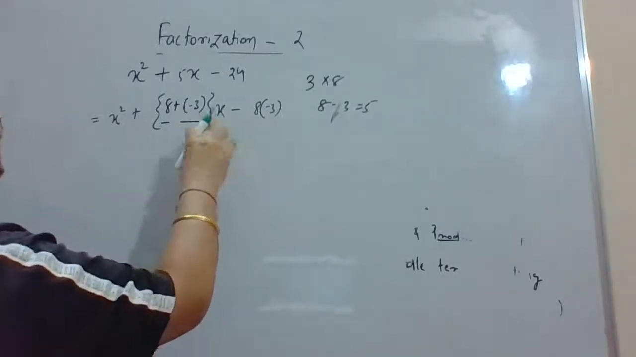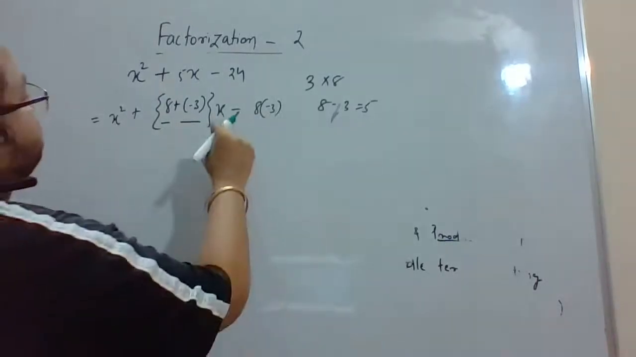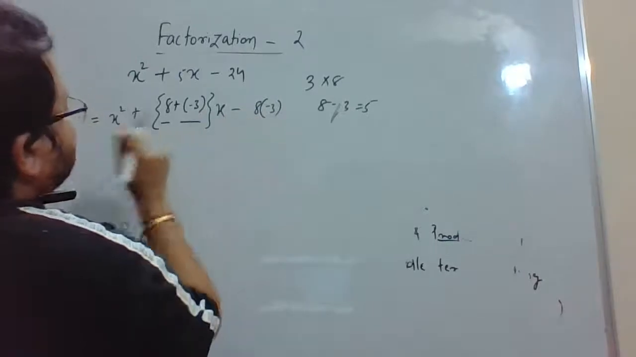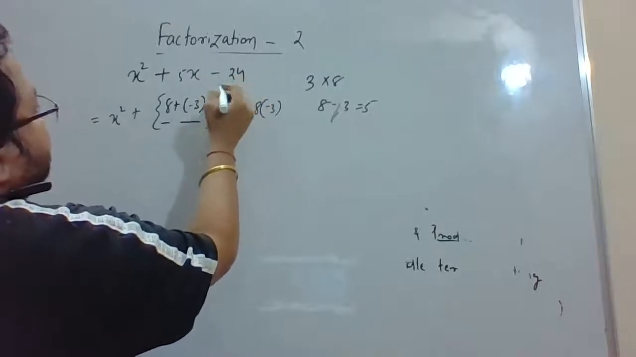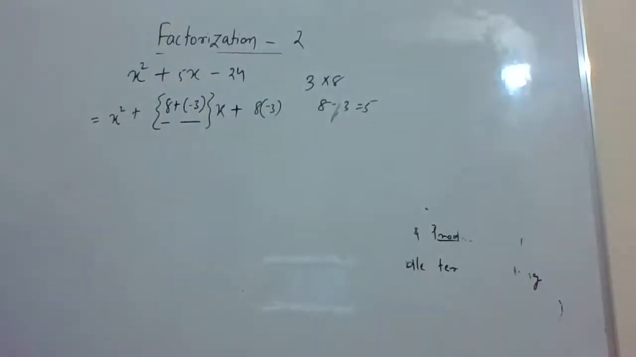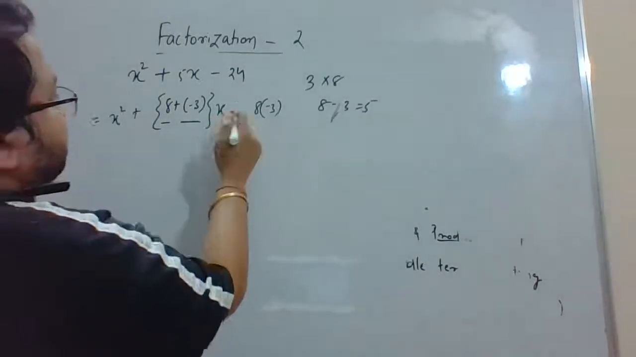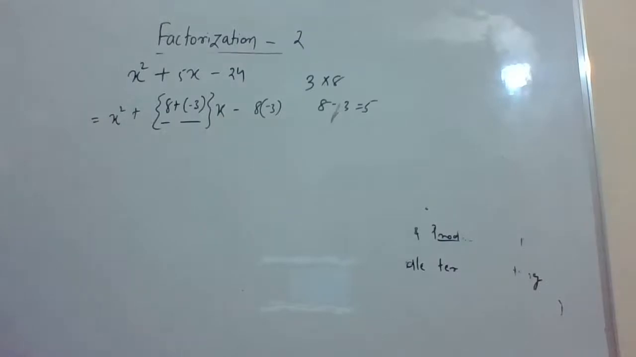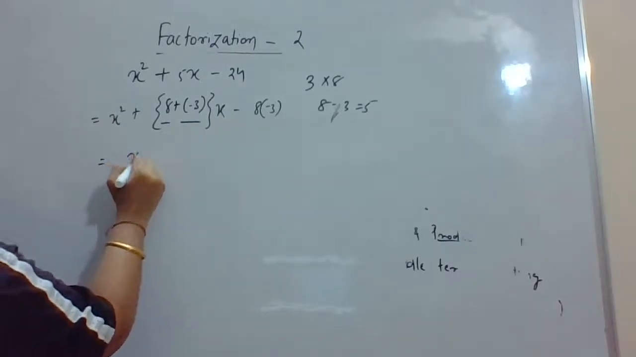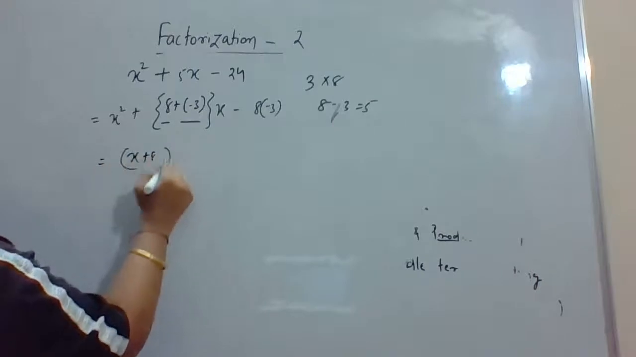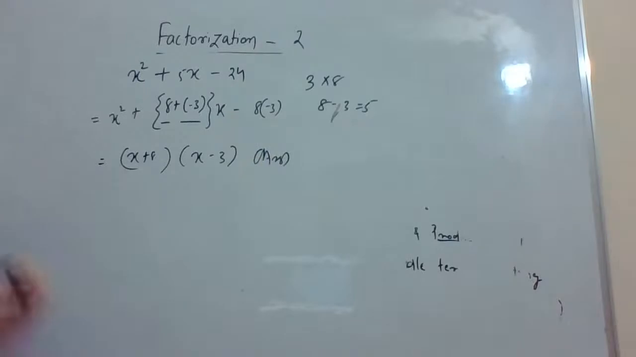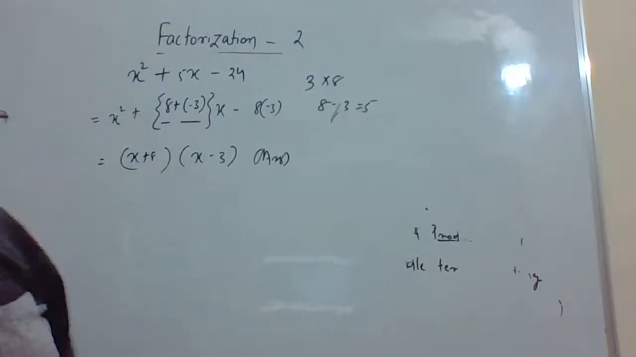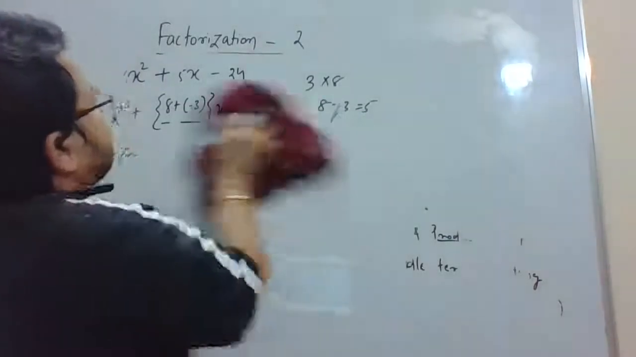Here it is given as minus 24, right? So this part you have to make it plus. Sorry, this is minus 24. So then we can solve it as x plus 8 into x minus 3. So that is the answer. Let's keep moving to the next problem.